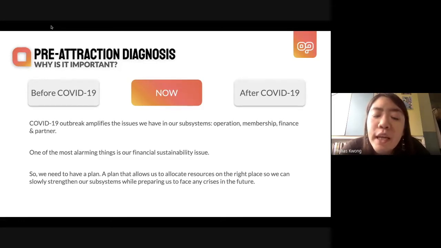for the COVID-19 outbreak, it has been amplifying a lot of problems in our subsystems, which means we had those problems before already, but they are getting more serious. For example, operation, membership, finance, and partner. One of the most alarming things is our financial sustainability. So we need to have a plan to see how we can allocate resources to retain our current membership, but at the same time, how we can diversify the risk for the organization.